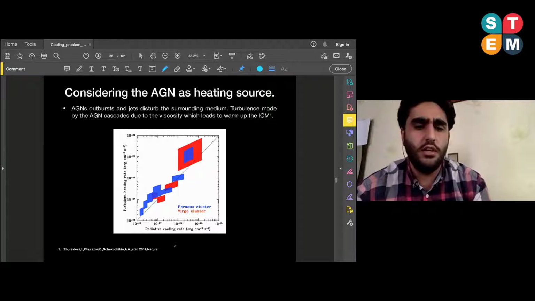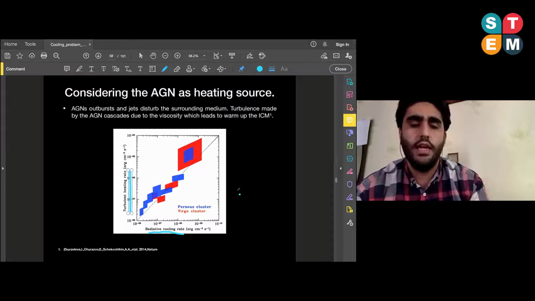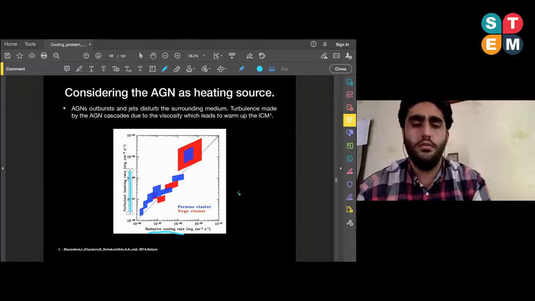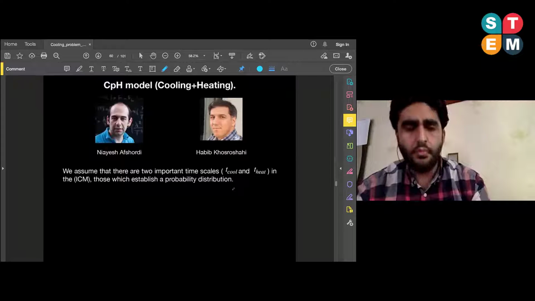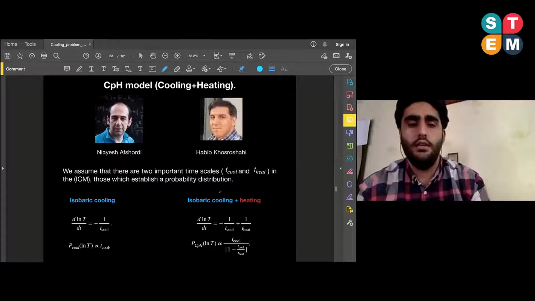In their Nature paper 2014, they have shown that a turbulent heating rate is of the order of radiative cooling rate. And they have shown this for 2 clusters, Perseus cluster and Virgo cluster. And so we can be sure that AGNs can provide enough heat to heat up the system.